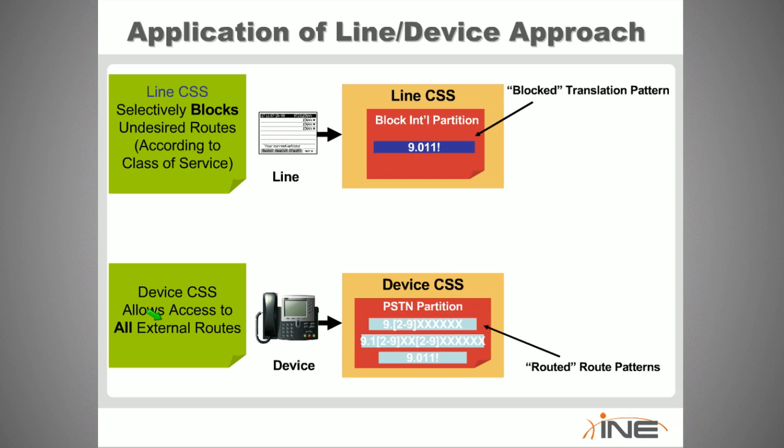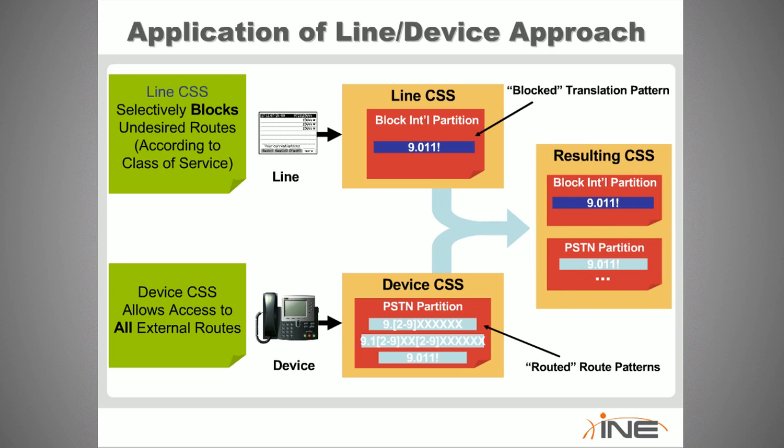So what happens is, looking very similar to the last slide, where line and device partitions and calling search spaces result in a new concatenated calling search space with new partitions, what we've done is we've added the route patterns inside those partitions. Although there are more route patterns in this PSTN partition, thus the ellipsis, the dot, dot, dot, we see that we do have a route to 9.011 bang because we have all routes at the device level.